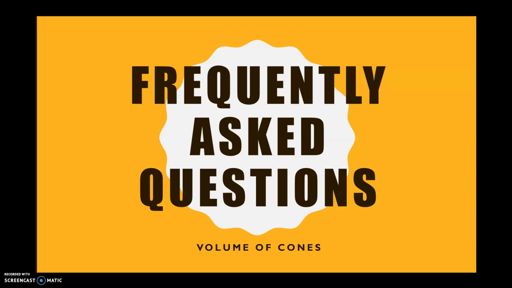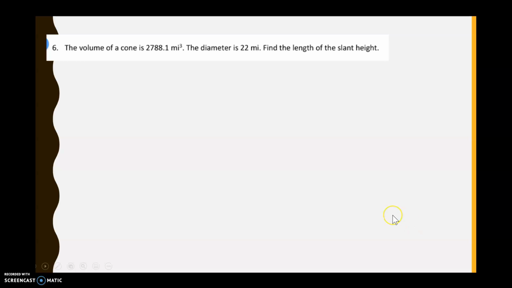Hi guys, two questions that I got asked by more than two students on last night's homework. The first one was number 6. I want to figure out the volume. The volume of the cone is 2,788.1, and I want to figure out what my slant height is. Okay, so volume of a cone is equal to 1/3 big B, which is pi r squared times h.